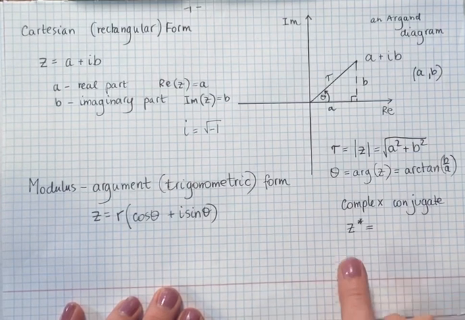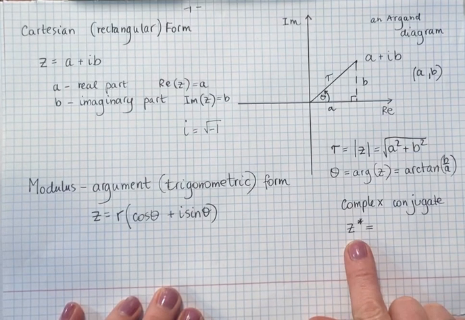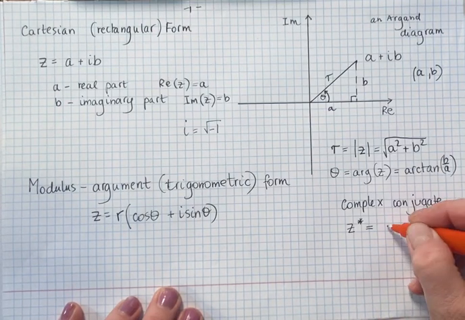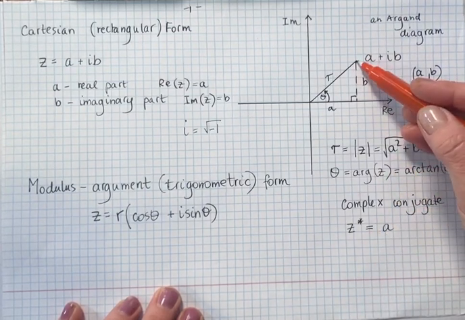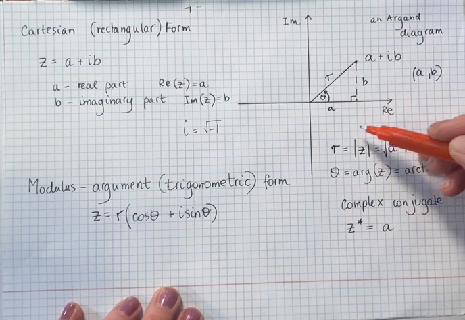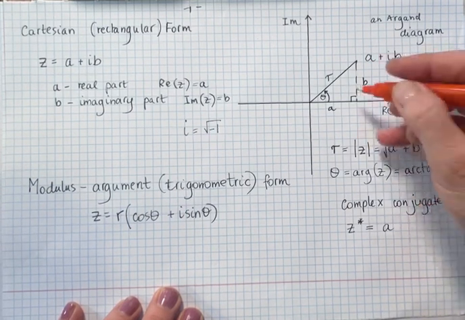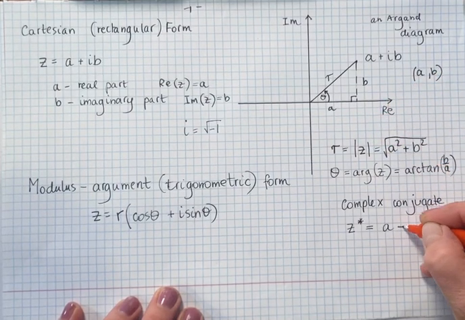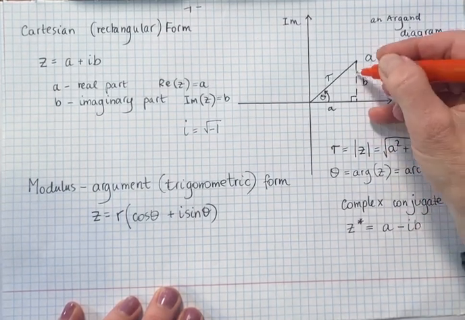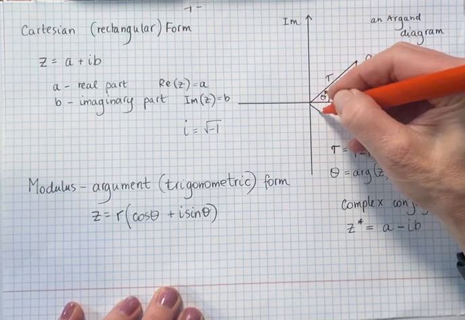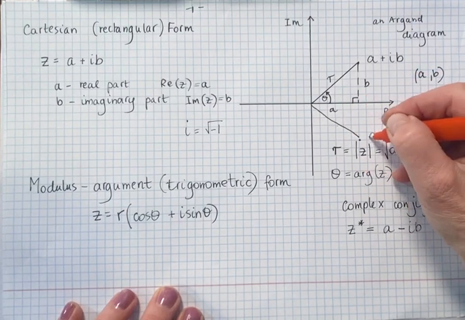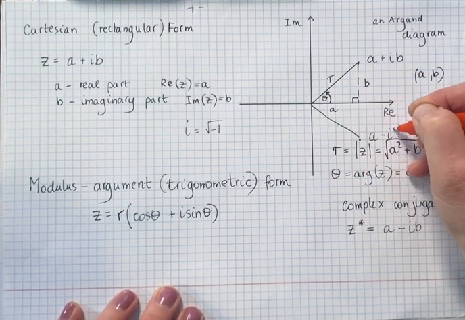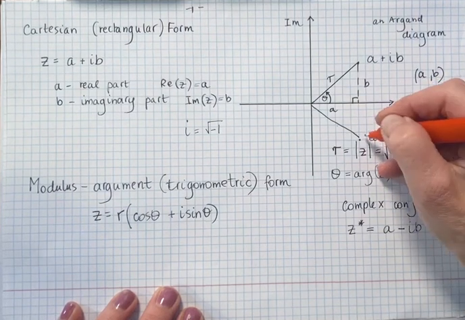So now I just wanted to mention also, just a reminder, the complex conjugate of our complex number z is the complex number that you will get by reflecting this original complex number in the real axis. So you will get a across and minus b down, so it's minus ib. So this is going to be the complex conjugate of the original number, a minus ib.